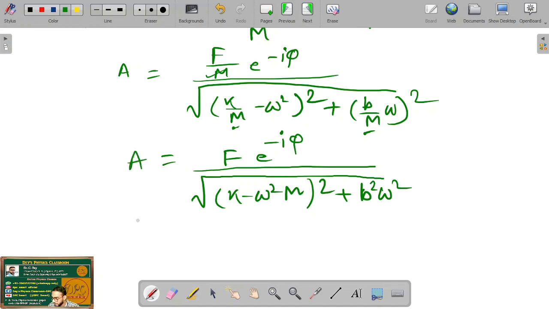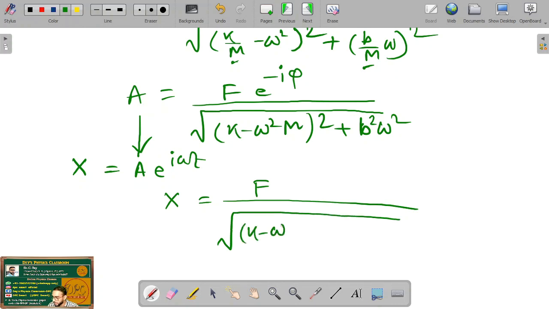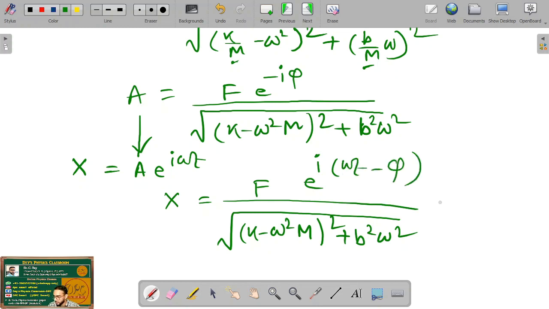Now we have to find capital X, which is X equals A e to the power iωt. So we put the value of A here, and we get X equals F divided by the square root of k minus ω² m whole square plus b² ω², into e to the power i(ωt minus φ). So this is the solution for capital X.